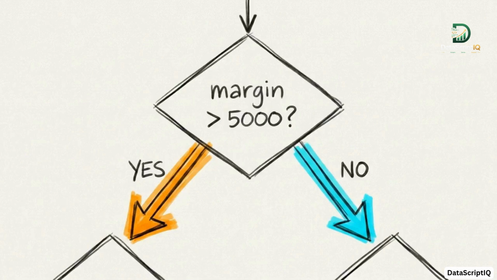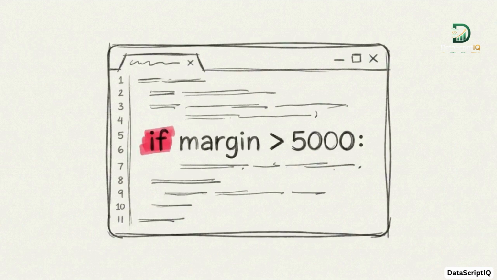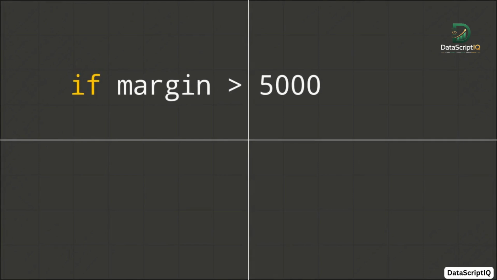For our final step, we need to tell Python when to actually trigger our performance alert using a logic block. We'll write an if statement to check if the calculated margin is greater than 5,000. Pay close attention to the end of this line. You must include the colon. That colon acts as a signal to Python that an indented code block is about to follow.